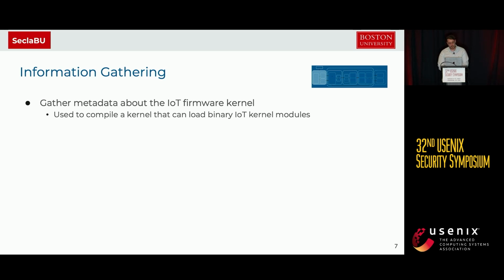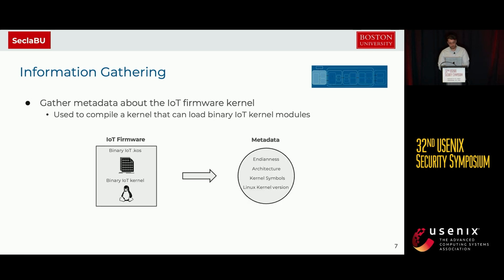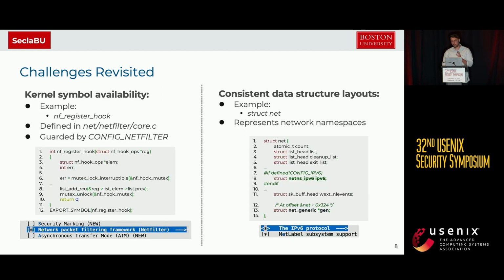Starting with the information gathering stage, FirmSolo will statically analyze the IoT kernel modules of the target firmware and also the IoT kernel, if that is available, and will extract important metadata information, like, for example, the endianness of the architecture of the target system, and most importantly, the symbols required by the kernel modules to load into the kernel, and also the version of the IoT kernel. Now, before going further, let's revisit a little bit the challenges that FirmSolo has to address.